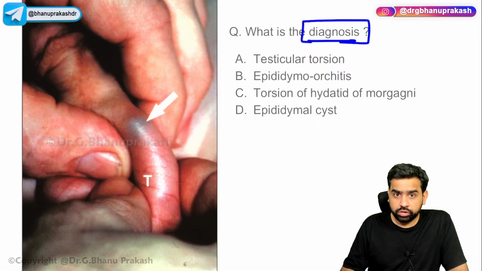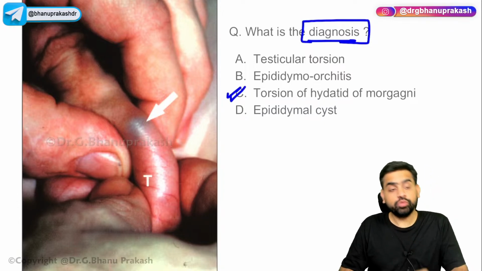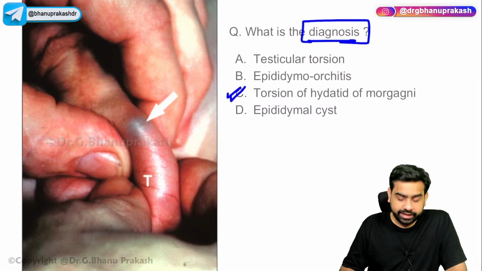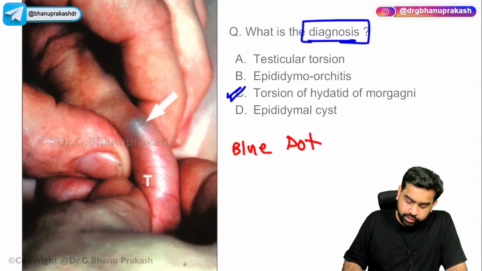Okay, so what is the diagnosis? Is it testicular torsion, epididymo-orchitis, torsion of the hydatid of Morgagni, or an epididymal cyst? The answer here is torsion of the hydatid of Morgagni. Please try to understand what this is and what the characteristic sign is. You have the blue dot sign.